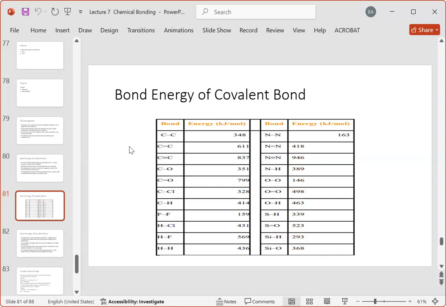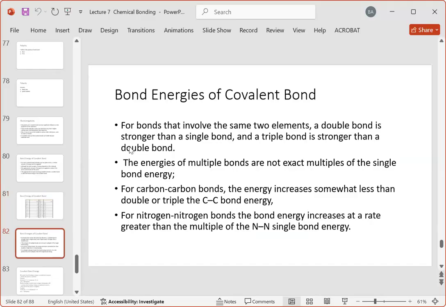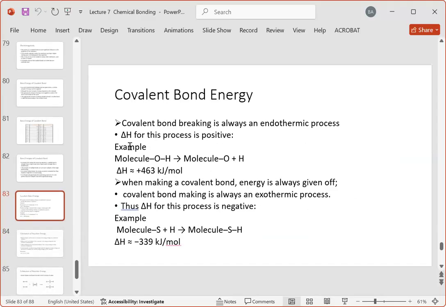That doesn't necessarily mean that the carbon triple bond will be 348 times 3. No, it doesn't go that way. This was done experimentally, to check how much it is. So you can't say, okay, if the carbon double bond is 611, then for the triple bond you just add another number. It doesn't go that way. We can also estimate it to find out how much it is.